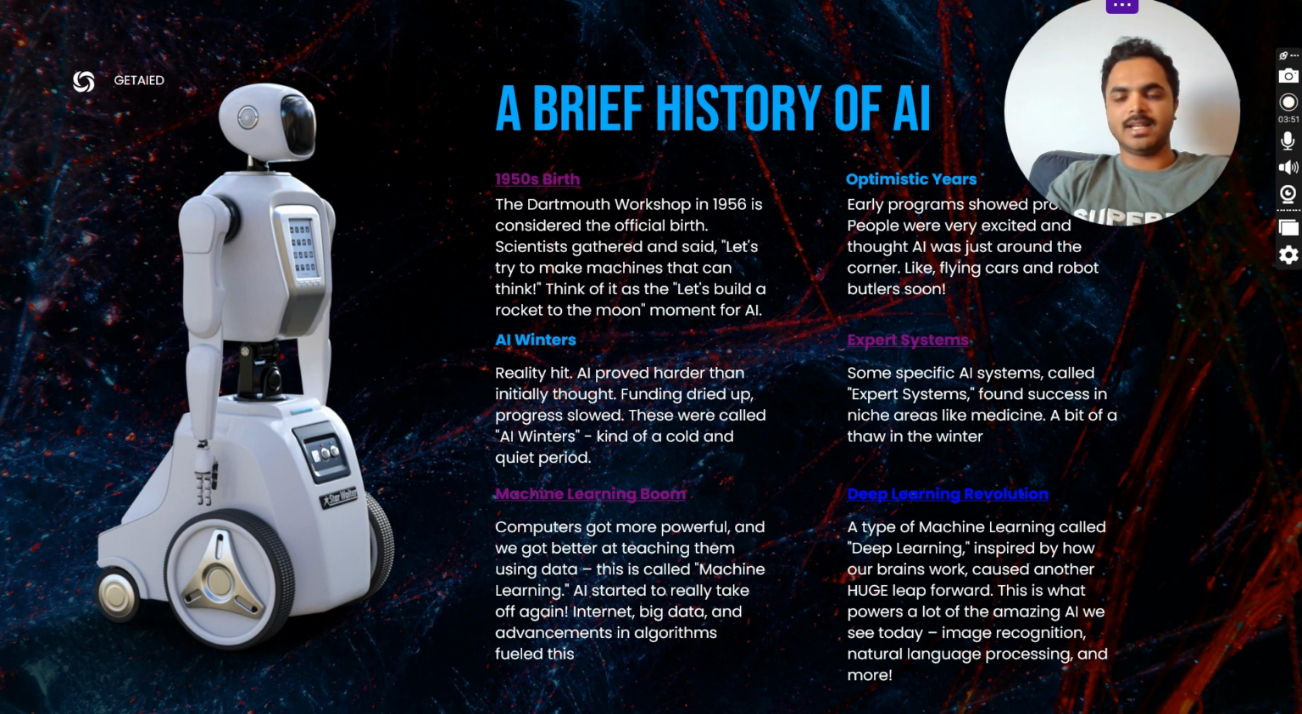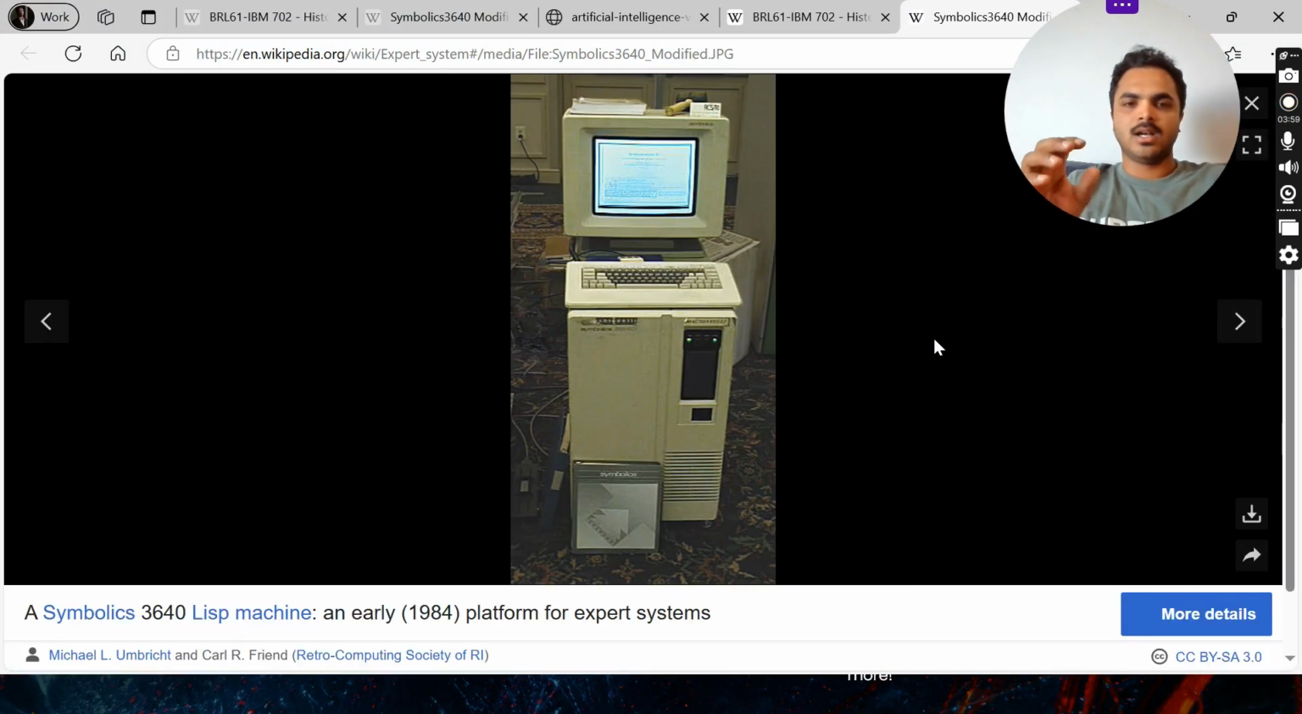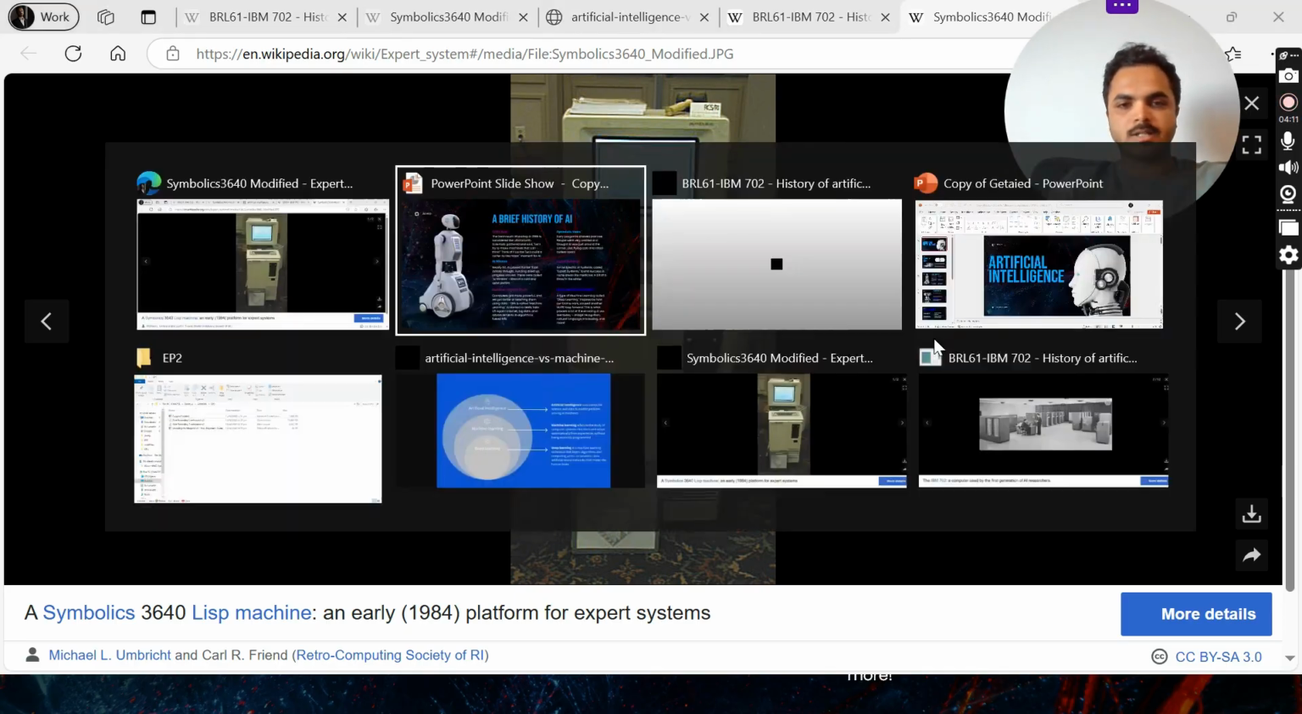And then back in the 1980s, in some specific fields like medicine, they found expert systems. These expert systems are efficient in a particular field, maybe analyzing images for medicine. I have not gone through the details of what this machine is, but this is one of the machines said to be an expert machine.